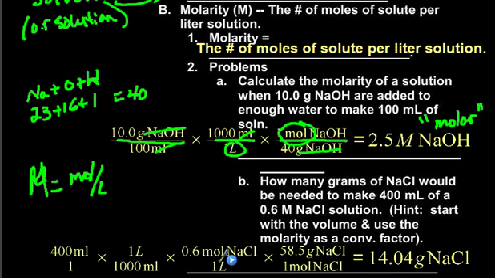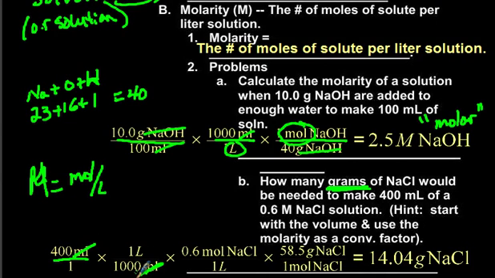So that works like this. If we have 400 milliliters over 1, because some of you need that, divided by 1,000 milliliters, that is going to give us 1 liter. But we don't want liters. We want grams as our target. So we need to convert this over to grams.